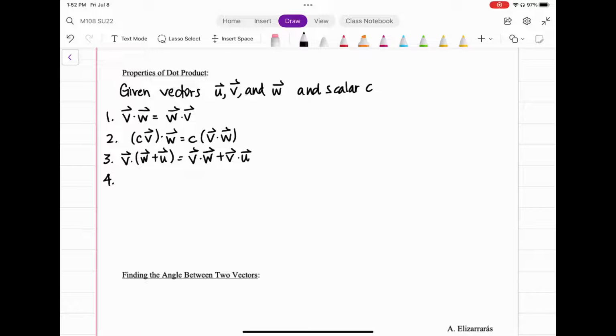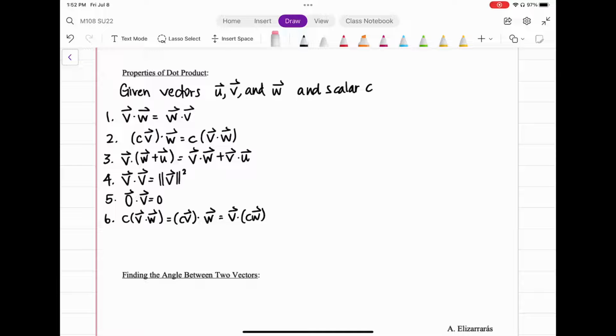Vector v times itself is equal to the magnitude of vector v squared. The zero vector times vector v is equal to 0. Their dot product is the scalar 0. Scalar c times the dot product of vector v times vector w is equal to scalar c times vector v times vector w, which is also equal to vector v times scalar c times vector w.